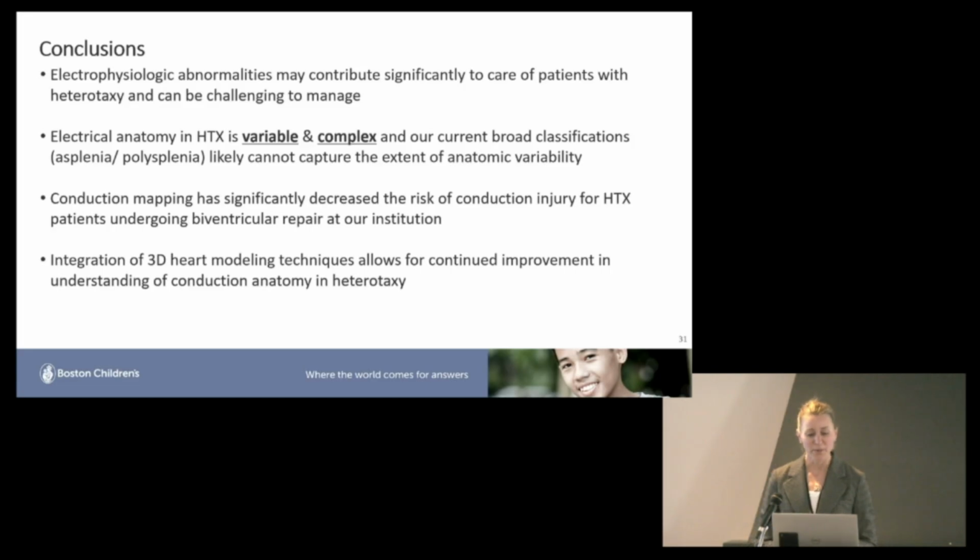So EP can definitely be a complex aspect of these already complex patients. I would highlight that the anatomy really is variable, and I think a patient-specific approach, whether you're doing that in the EP lab or in the operating room, is really the only way to go.